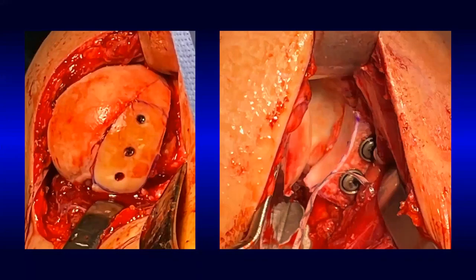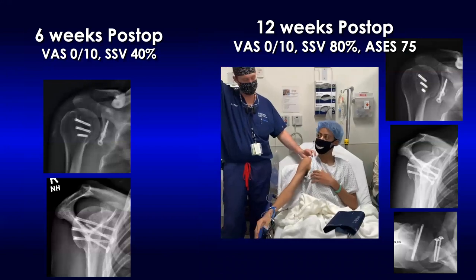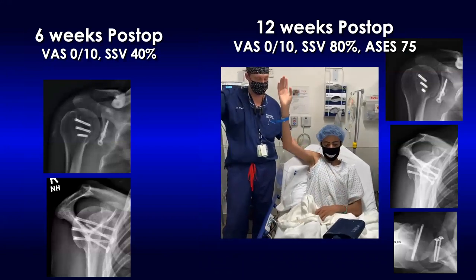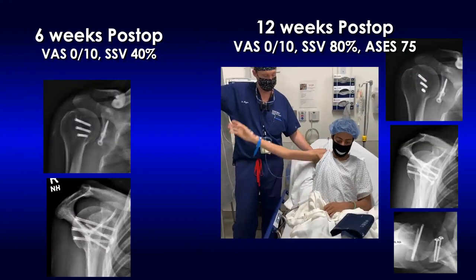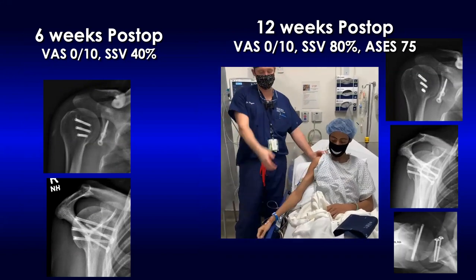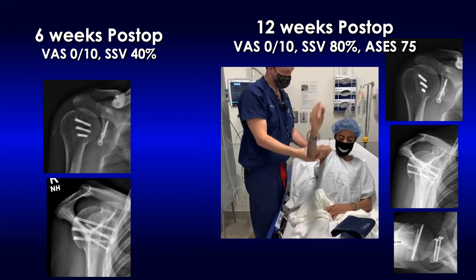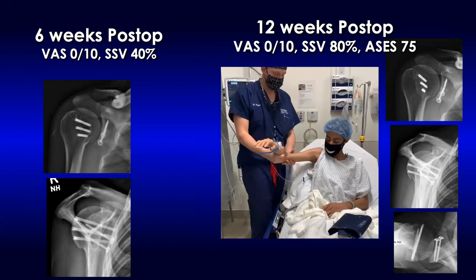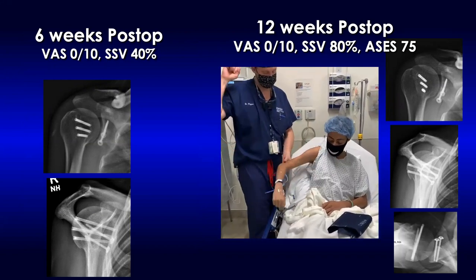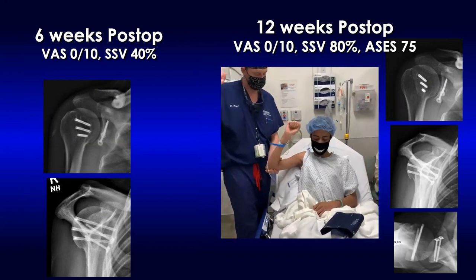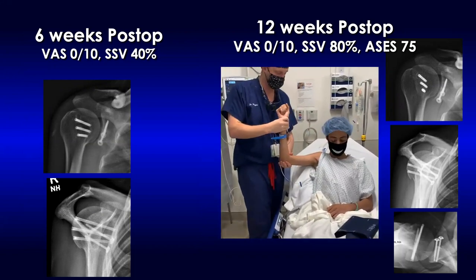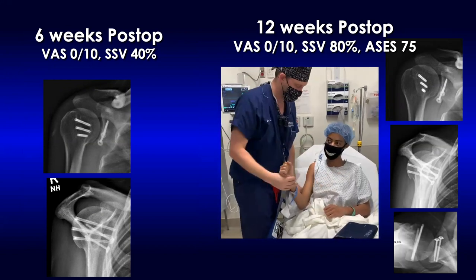Then you should repair the subscap. That's kind of the disability. Most importantly, this is 12 weeks. See, we did his other side. That was why he's in the surgical gown. But we did his other side.